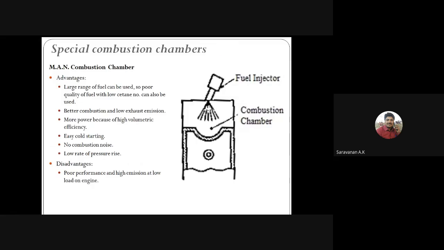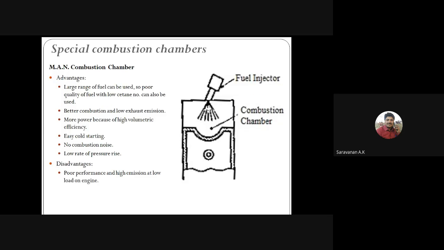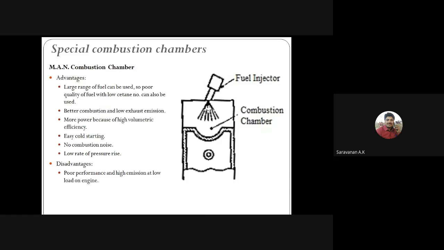And we have some special combustion chambers. One is the MAN combustion chamber, and one more is the air cell combustion chamber. These two are the special combustion chambers. Here MAN is named after scientists, and these scientists developed this type of combustion chamber, so that name is the MAN combustion chamber.